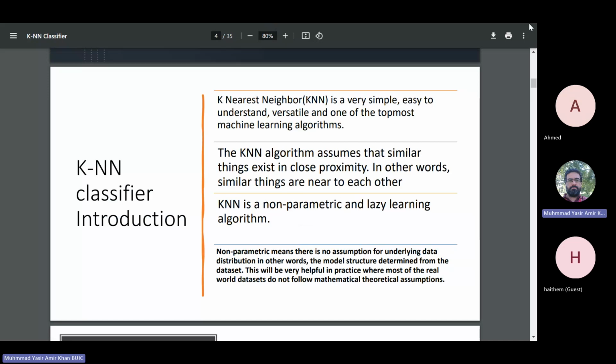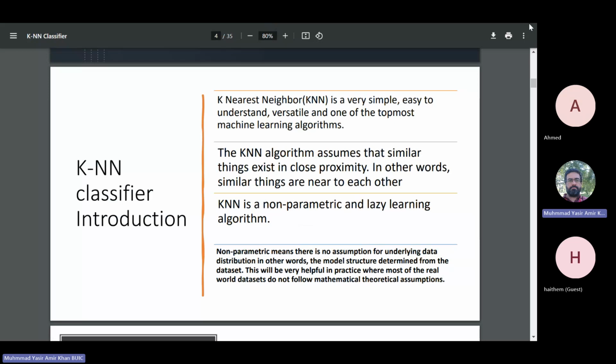KNN stands for K nearest neighbor. K nearest neighbor is a very simple algorithm. It's easy to understand, and it's versatile and one of the topmost machine learning algorithms. KNN algorithm assumes that similar things exist in close proximity. It's like, be like your neighbor.